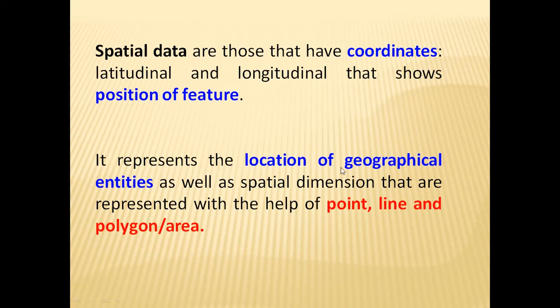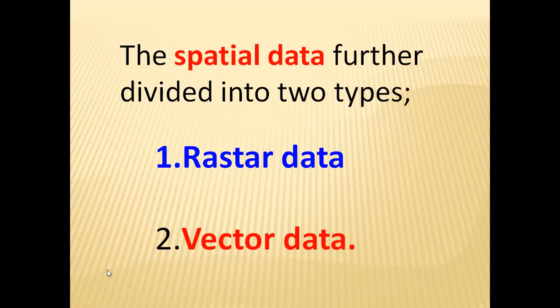It represents the location of geographical entities as well as the spatial domains that are represented with the help of point, line, polygon. How to represent the spatial domain? Point, line, polygon. I will explain point, line, polygon in the next slide. Now the spatial data is further divided into two types. One is raster data, the second one is vector data.